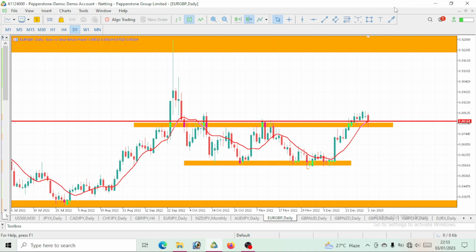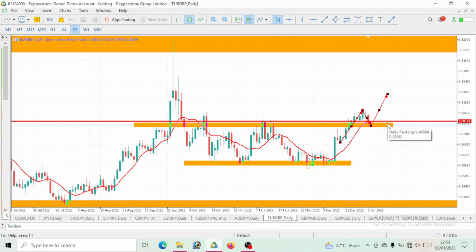Then we can now see price give us a breakout. Price have given us a breakout. Guess what we had next? Price now give us a pullback to test the same level. So what are we going to be expecting on Euro GBP? Definitely we'll be expecting a bullish move, right?